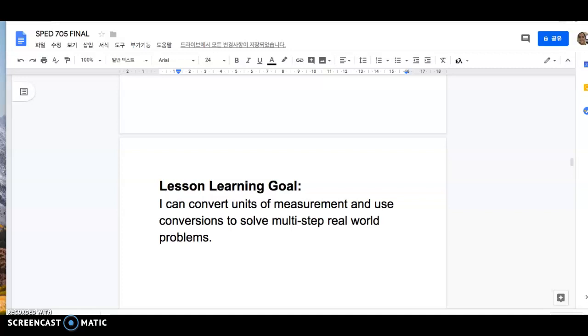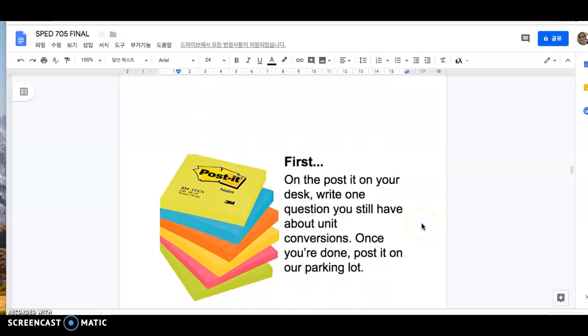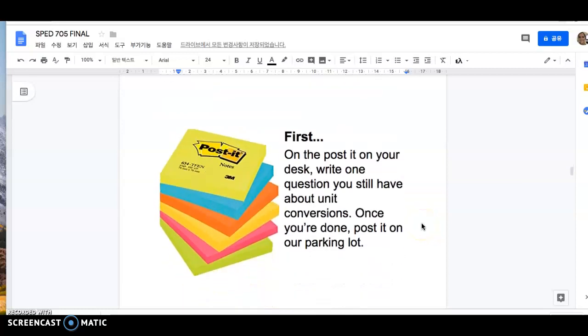Before we get into our do now, I'm going to ask you to write on the post-it on your desk. You're going to write one question that you still have about unit conversions. It could be a question that came up yesterday during yesterday's lesson or homework, or just a general question you still have. Write that down and post it on the parking lot beside our whiteboard. I'm going to give you a minute to do that.